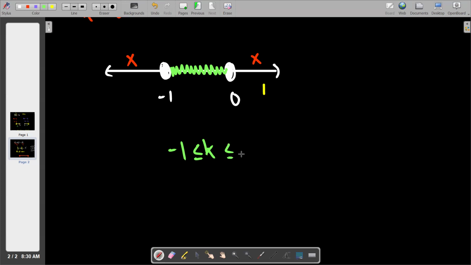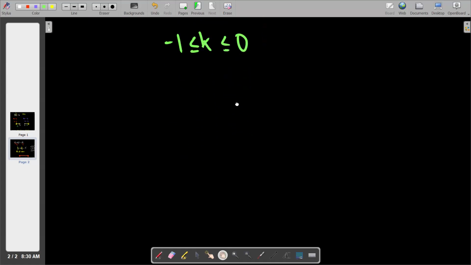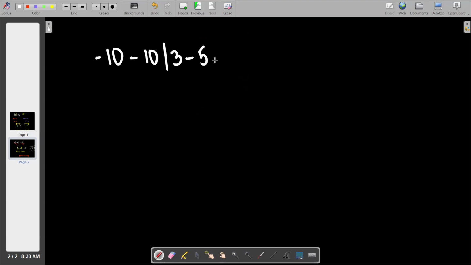Less than or equal to. Done. Questions? Okay, we have 2 more to do. On question 7, I am going to just copy the original problem this time because I don't know. I should have been doing that from the beginning.